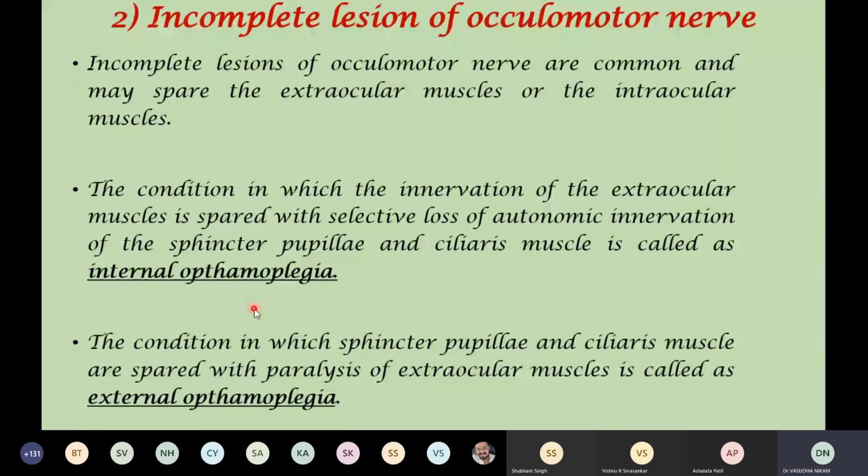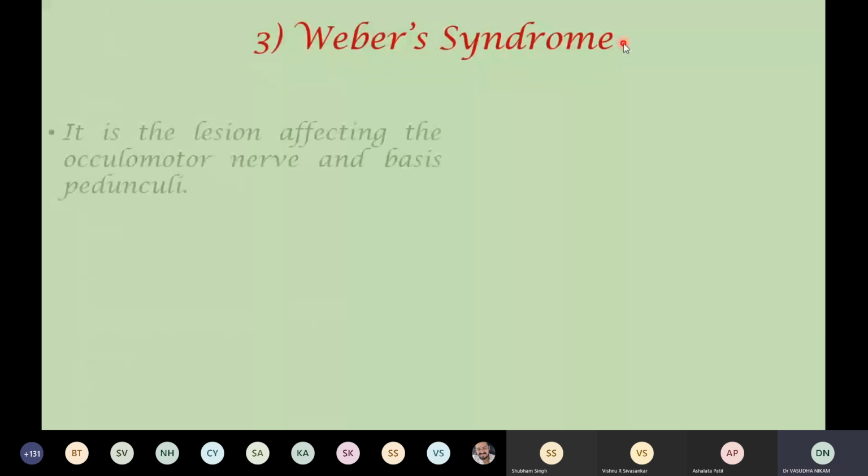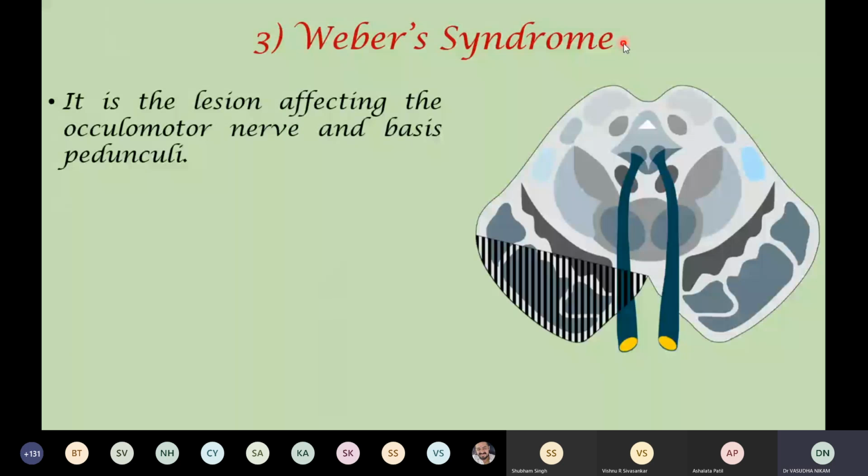Just opposite to that, where sphincter pupillae and ciliaris muscle are spared and the paralysis of the extraocular muscles takes place, it is called external ophthalmoplegia. So these two lesions will be seen only in the incomplete lesion of the oculomotor nerve. Then go towards Weber syndrome. Weber syndrome is usually seen in the midbrain.